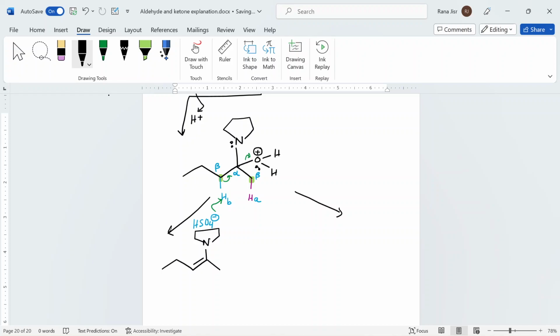And then the second one, the base can come, take this hydrogen, form a double bond, and water can leave. And you're going to get your double bond on the other side now. This is the less substituted alkene that you are forming, which is the least stable one. So that is going to be the minor product, and this is going to be the major product. Now, in most of the cases, I will ask you to draw both products. So please go ahead and draw both products in the reaction.